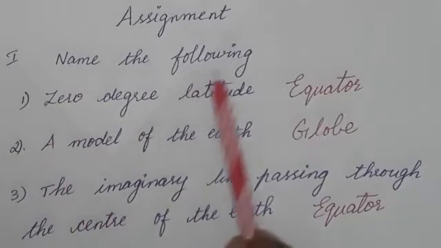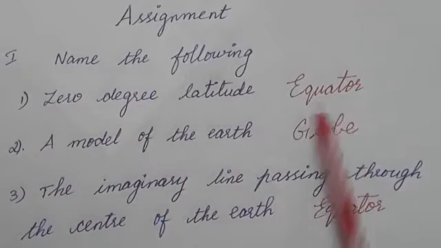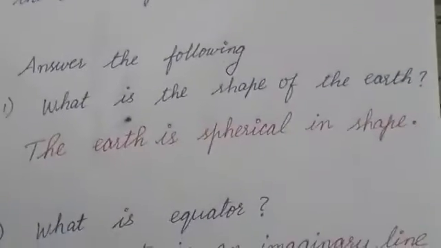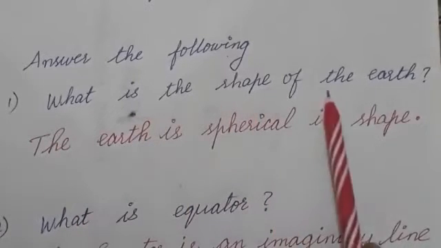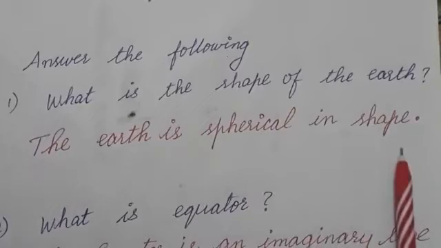First Roman letter, name the following. First one, 0 degree latitude, it's equator. A model of the earth, globe. The imaginary line passing through the center of the earth is equator. And second Roman letter, answer the following. First one, what is the shape of the earth? The earth is spherical in shape.